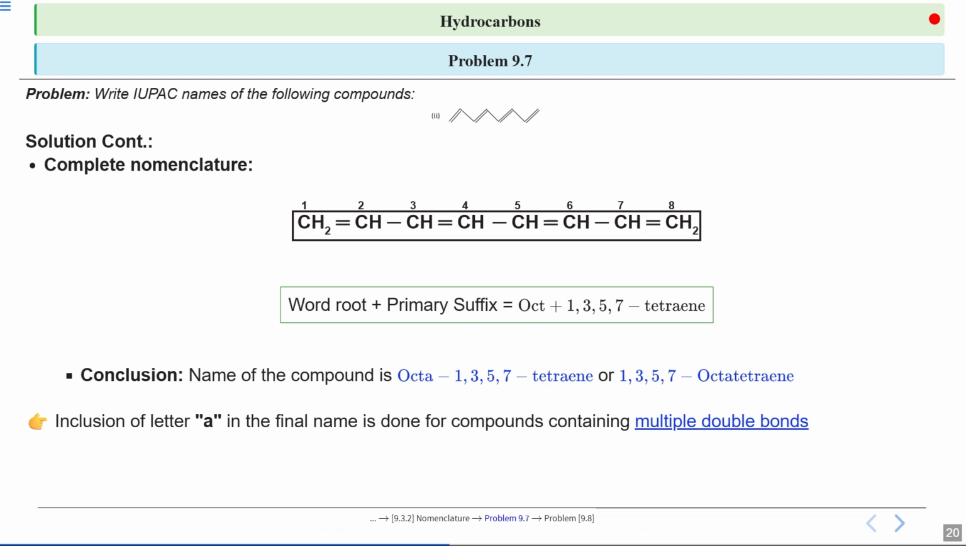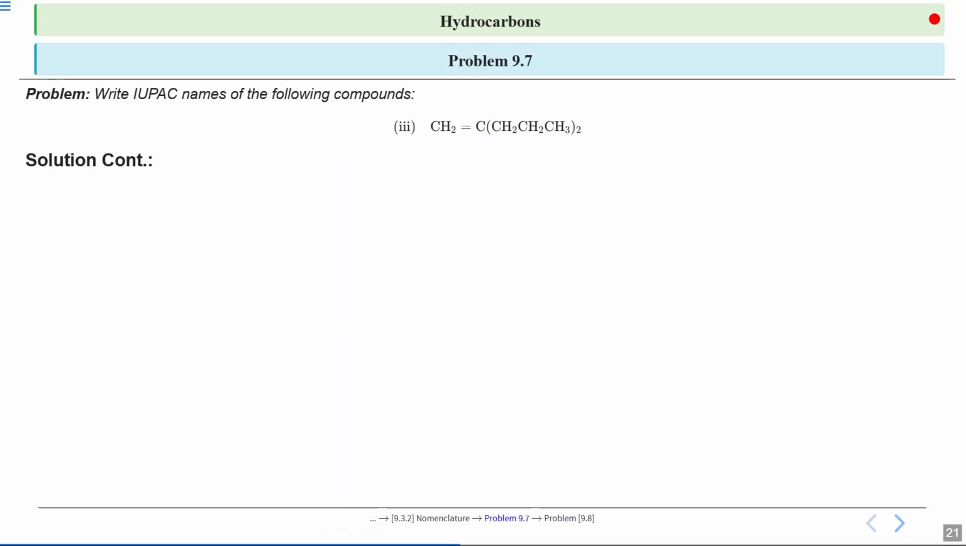Now continuing further, moving on to the next compound. So here is your third compound.